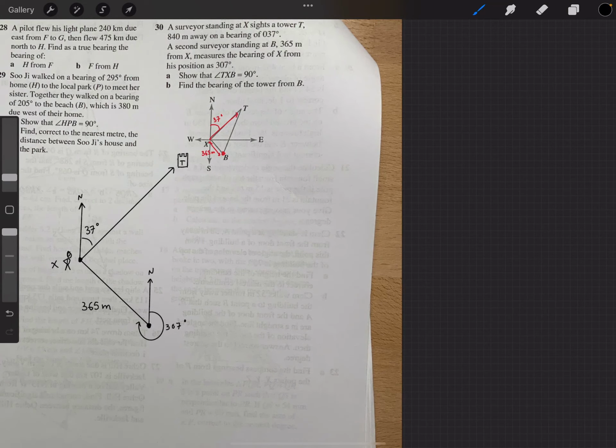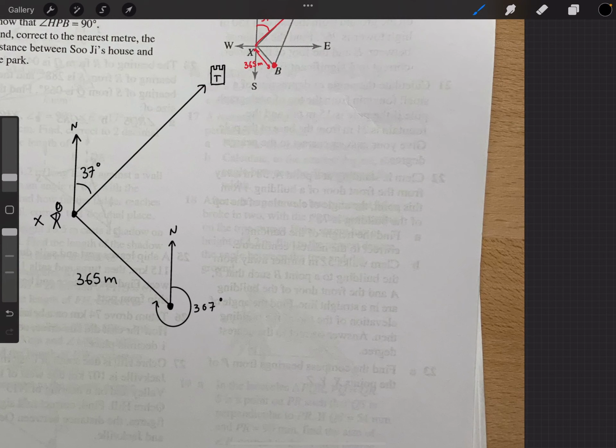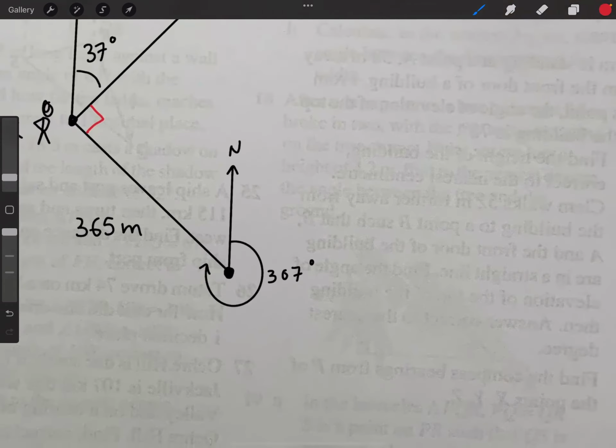Alright, show that angle TXB is equal to 90. TXB. Okay. So it says prove this angle is 90 degrees. That's what it's saying. Alright, how are we going to do that? Well, let's see.